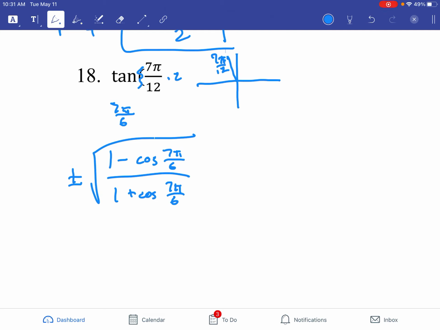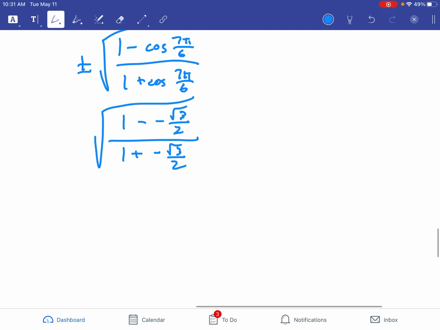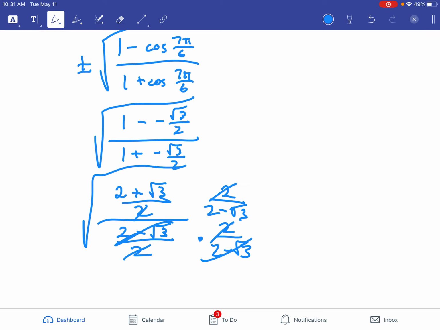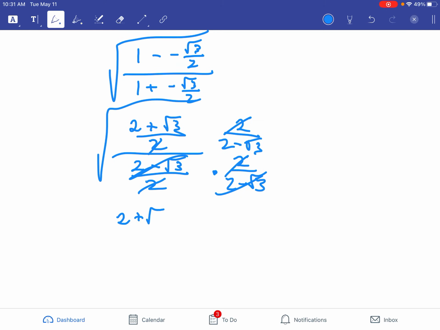Cosine at 7 pi over 6 is negative root 3 over 2. So this is going to give you 1 minus negative root 3 over 2, and 1 plus negative root 3 over 2. Combining our fractions, we'll get 2 plus root 3 over 2 and 2 minus root 3 over 2. All right. Much like before, we're going to multiply by the reciprocal. These all go away. But on the top, we have 2 plus root 3. Bottom, we have 2 minus root 3.